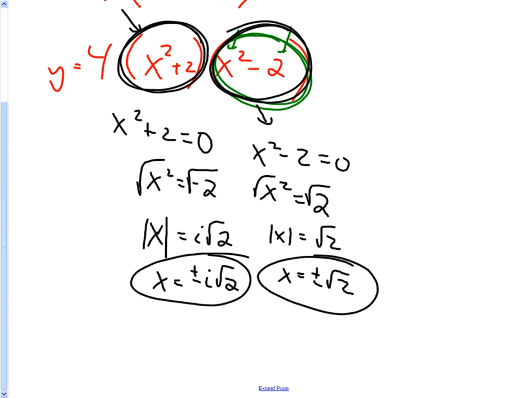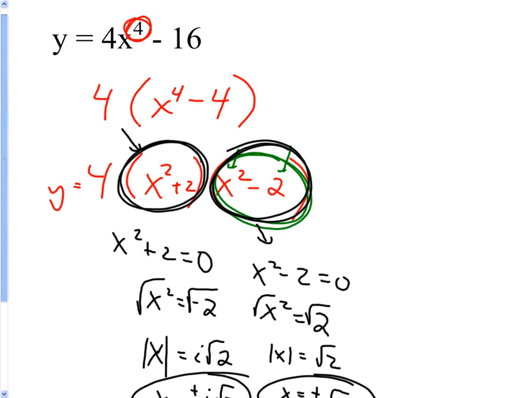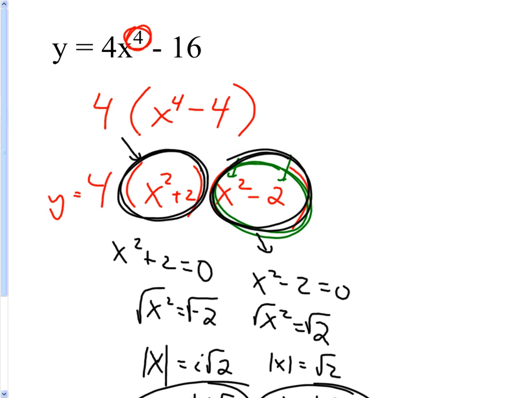If I was going to graph this thing, would both ends go up or down? I know they go together because it's even, right? But do they both go up or down? Up. All right.